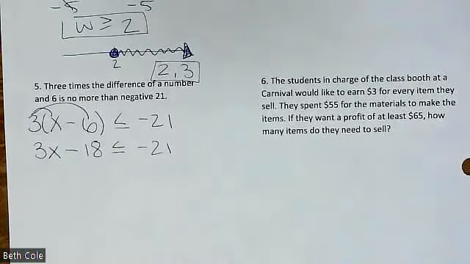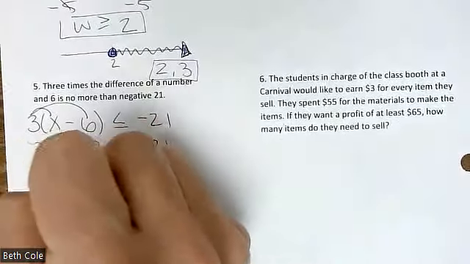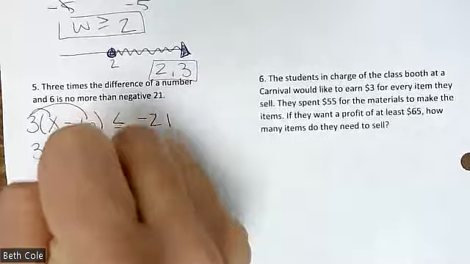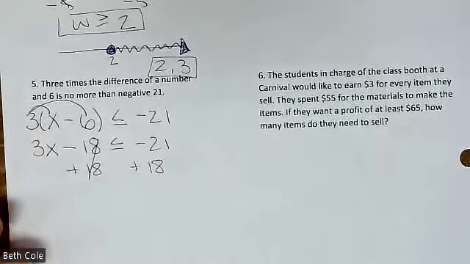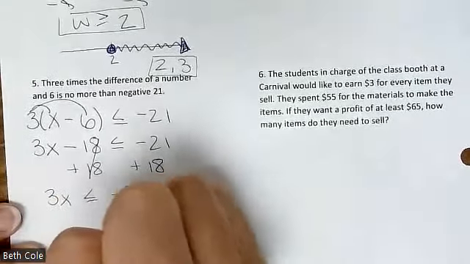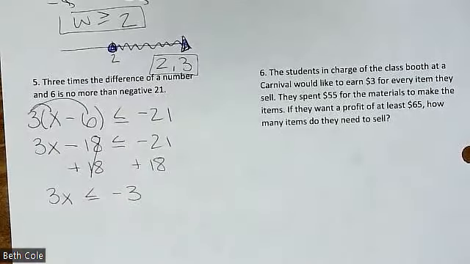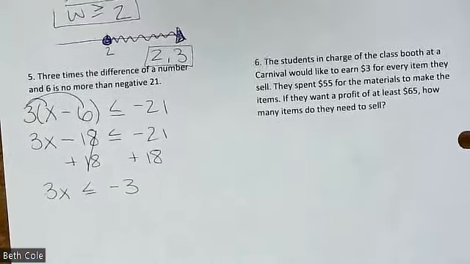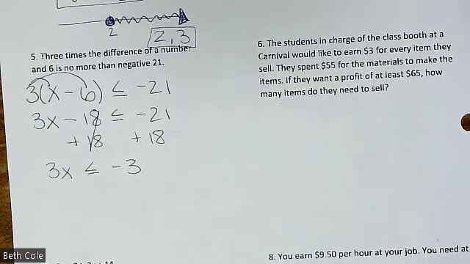Are there any like terms to combine? No. All right. So what next? Yeah. Plus 18. So 3x less than or equal to, good, -3. Good job. Are you already ahead of me? No. That's good, but just make sure you have it written down.